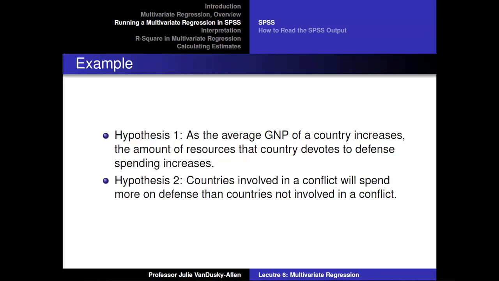Now I'm going to show you how to run a multivariate regression in SPSS. Consider the following hypotheses. Hypothesis 1: As the average GNP of a country increases, the amount of resources that country devotes to defense spending increases. Hypothesis 2: Countries involved in a conflict will spend more on defense than countries not involved in a conflict.